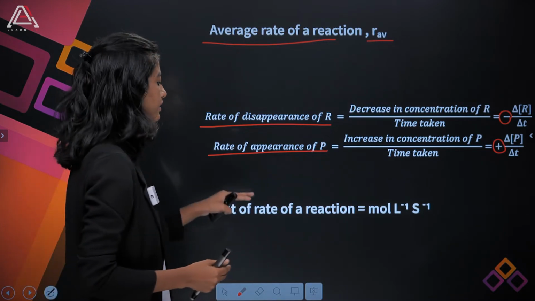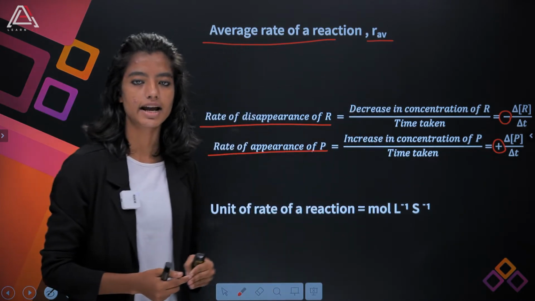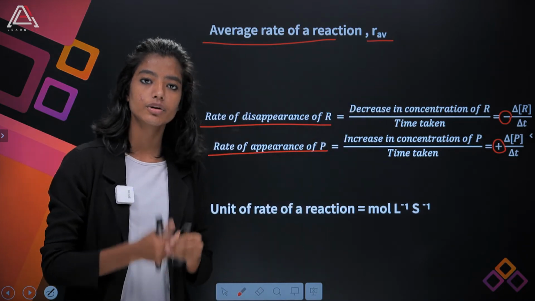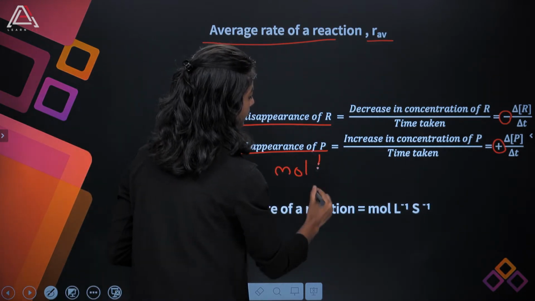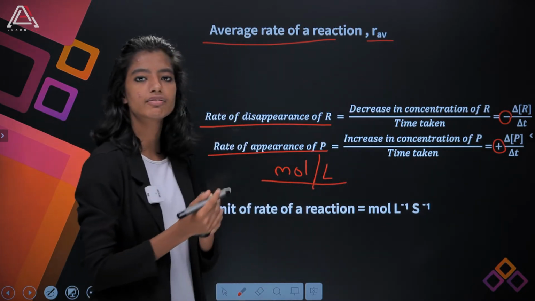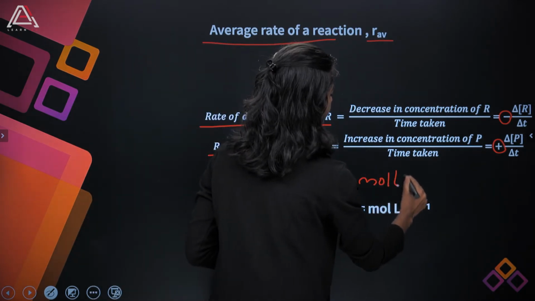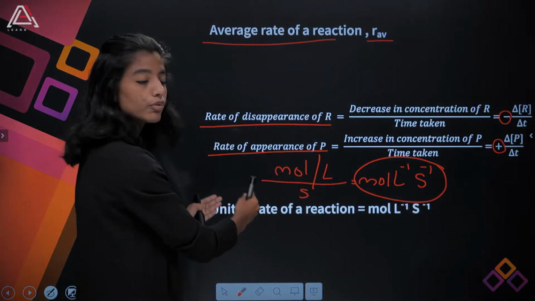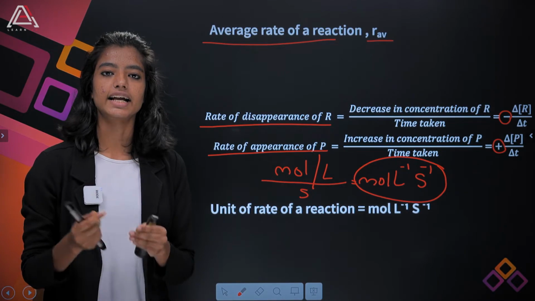Now we have to determine the unit of the rate of a chemical reaction. As we can see, it is concentration divided by time, right? So we can calculate it as the unit of concentration divided by the unit of time. What is the unit of concentration? It is mole per liter, right? And what will be the unit of time? It is second, right? So it will be mole liter inverse second inverse. This will be the unit of the rate of a chemical reaction. Just remember, it is mole liter inverse second inverse.